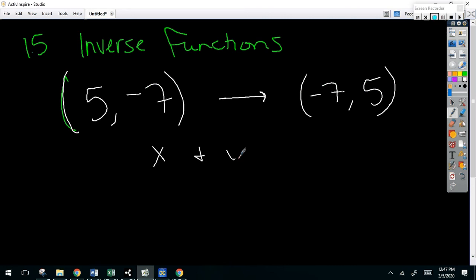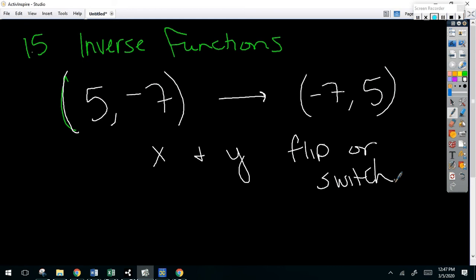X and Y. We'll say flip, or switch. So if I've got a set of points, it's really easy to find the inverse, because I take what was X and make it Y, and what was Y and make it X. That's an easy concept, right?